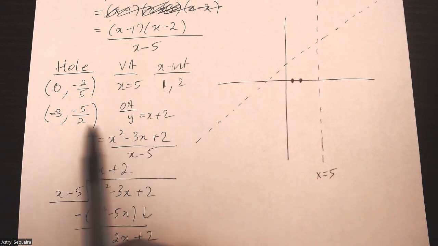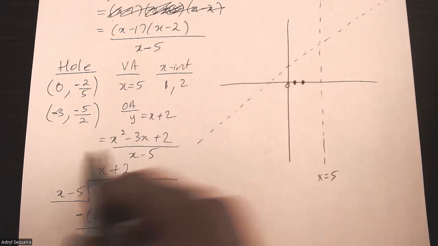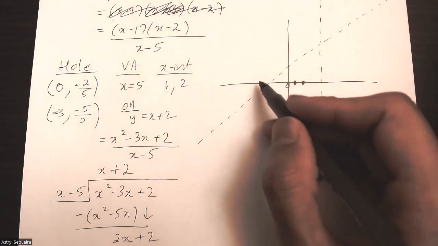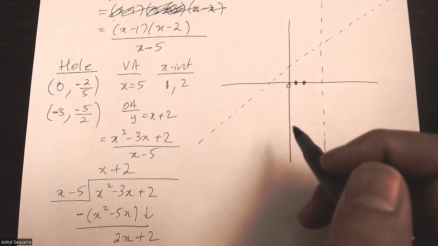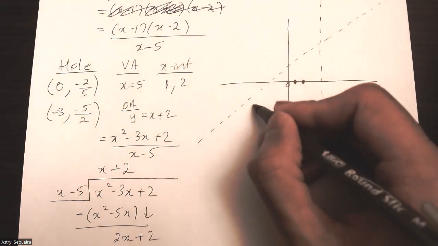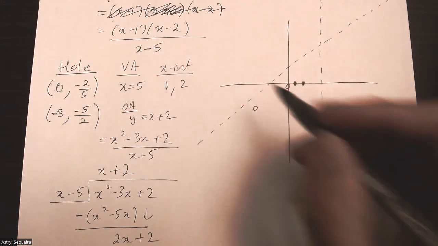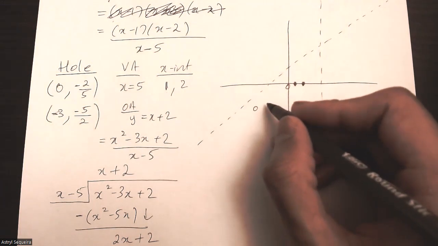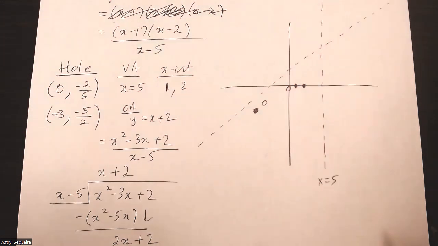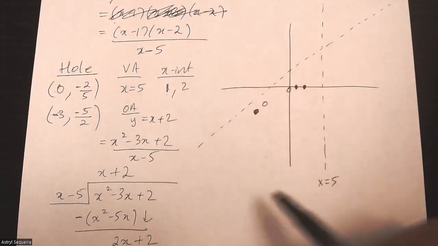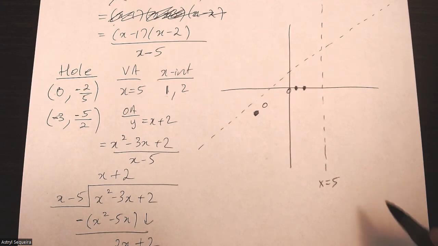I have a hole at 0 and negative 2 over 5. I have another hole at negative 3 and negative 5 over 2, which is going to be approximately over here. Maybe slightly closer because of the scale. Yeah, I'll move it closer. Because that's positive 5, so that's about negative 5 there. And now I can actually do my sketch.